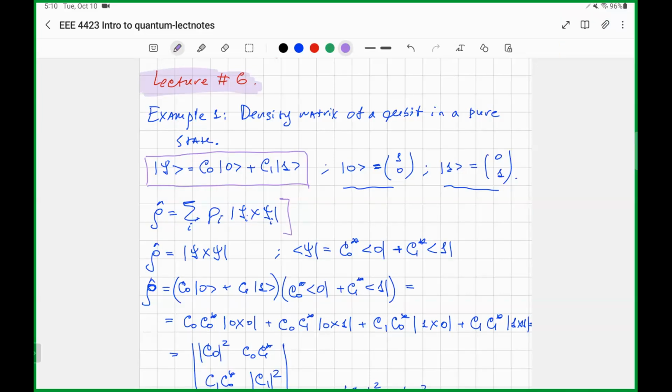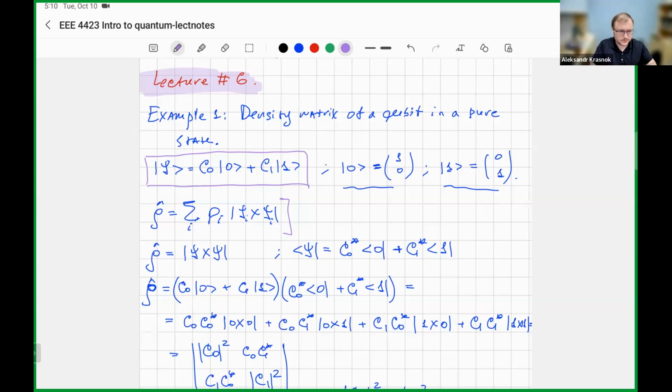Okay, very good. So once again, today is lecture number 7, I believe. And let's quickly recap what we've done last time. Last week we started with an example of a density matrix of one single qubit in a pure state.